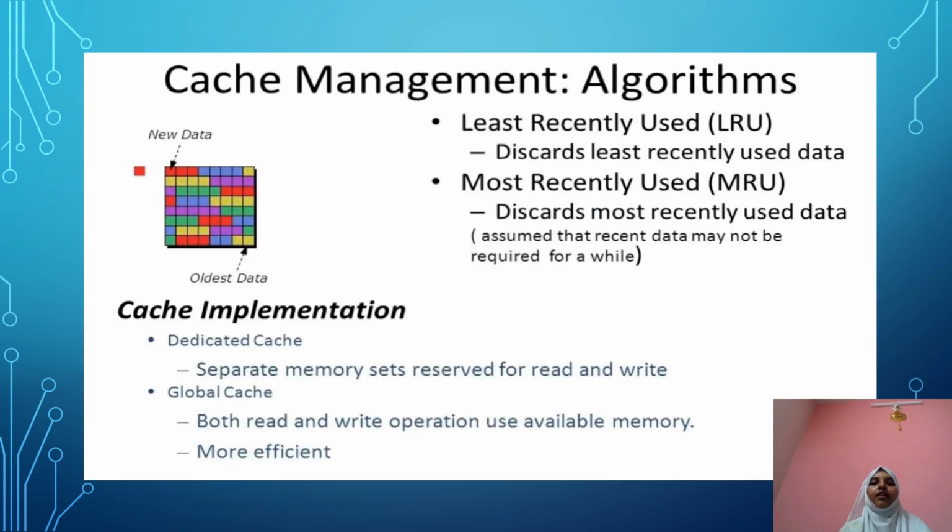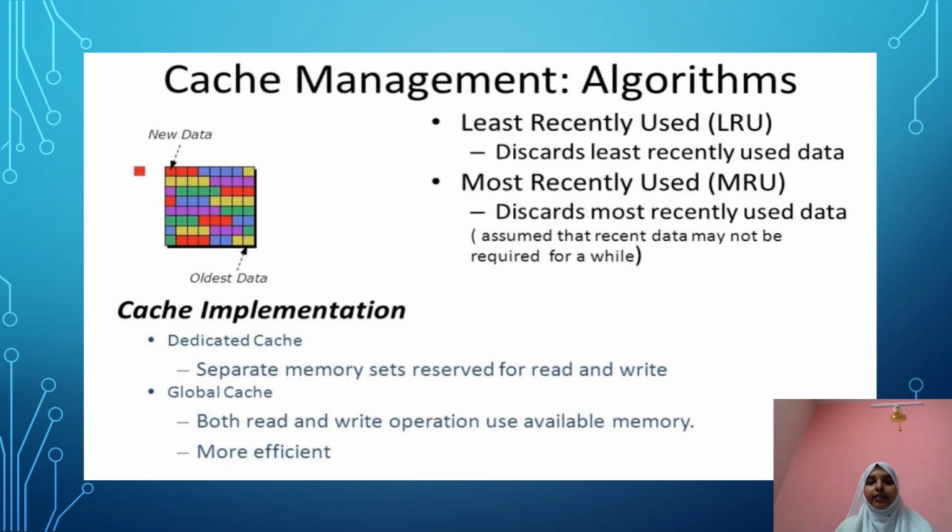So now let's have a look at the cache management algorithms. There are basically two algorithms involved in the cache management, that is LRU and MRU. The least recently used algorithm is termed LRU, and the most recently used algorithm is called MRU.